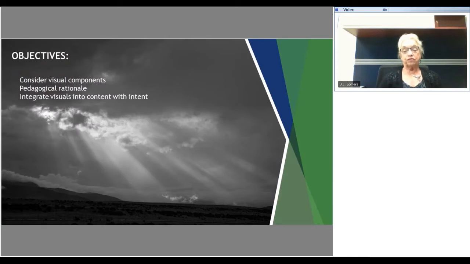Here is what we are going to be taking a look at. We're going to think about the visual components of the things that compose a visual. As always, we're going to look at the pedagogical rationale and then talk about how we can integrate visuals intentionally into our content.